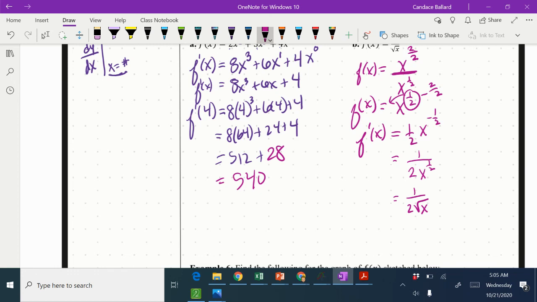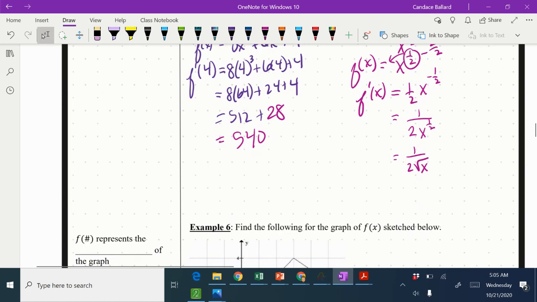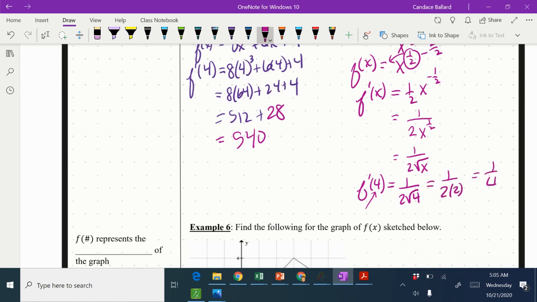So now I've got that down to that final step where I am supposed to plug in that 4. I do need to write the notation f prime of 4 equals. They are now telling the grader that I am plugging a 4 into the function. We've got 1 over 2 square root of 4. So 1 over 2 times 2, which would be 1/4.